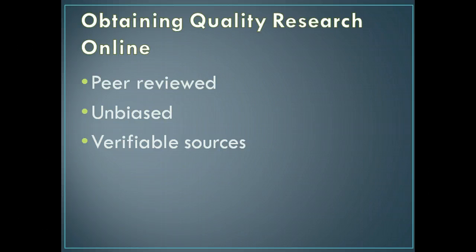And then the last element has to do with, again, verifiable sources. So if you find information that's not a citation of a study directly, where did that information come from? And are those sources peer reviewed and unbiased?